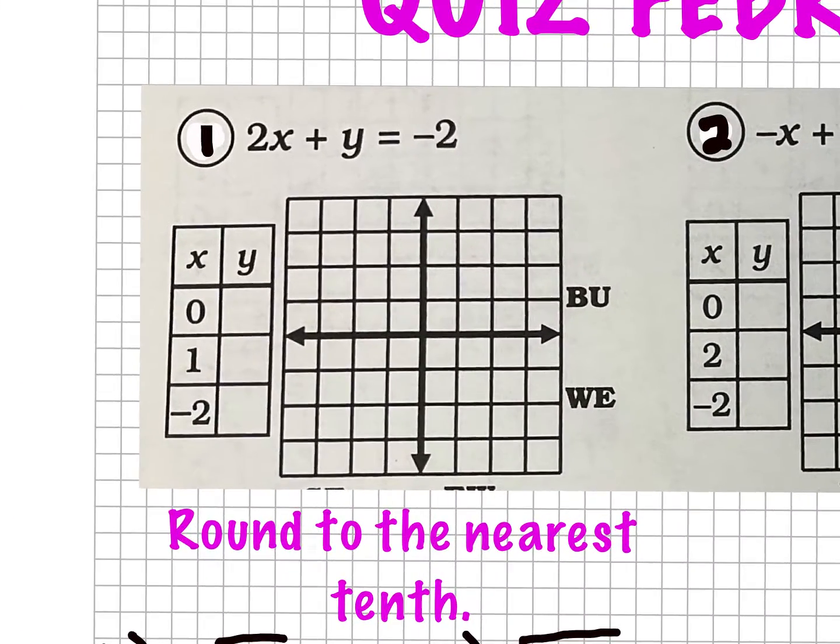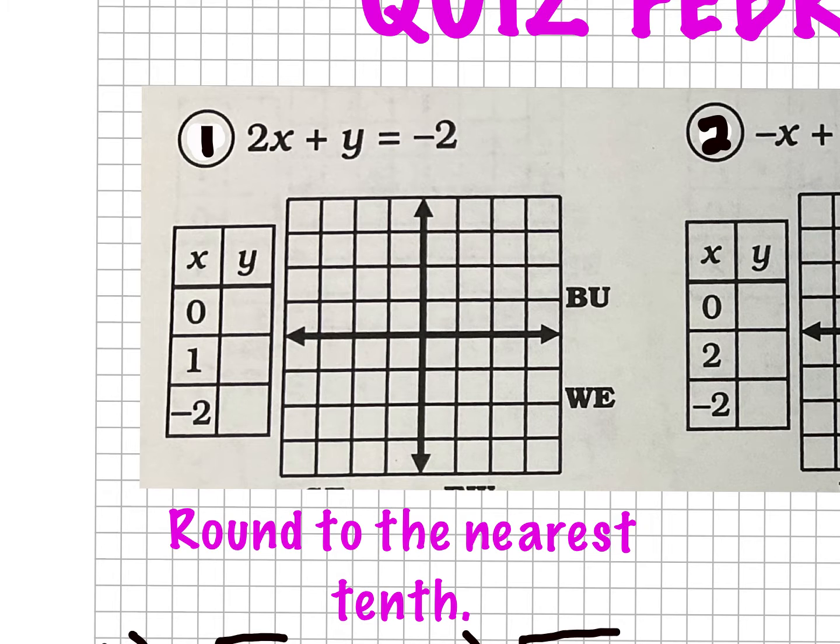Now, that is not the actual equation that you need. What you're going to need is this equation: y equals negative 2x minus 2. So using that equation, you should be able to graph these.